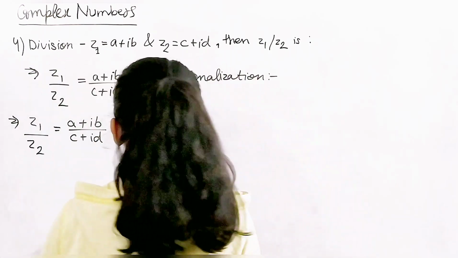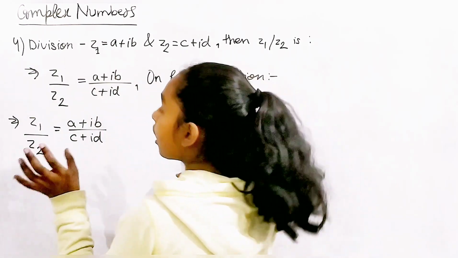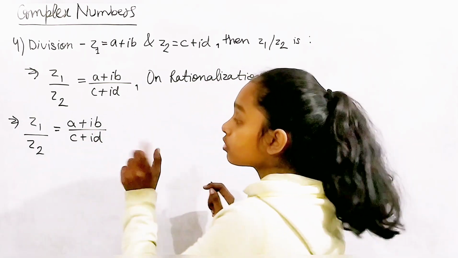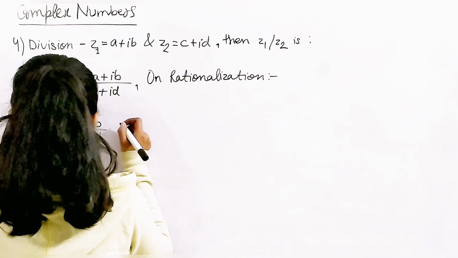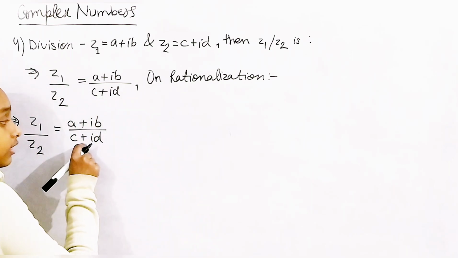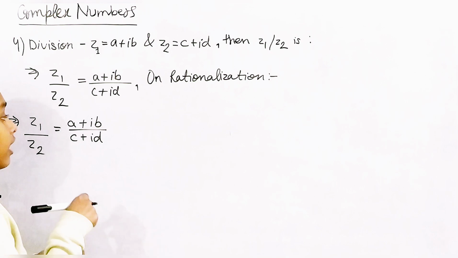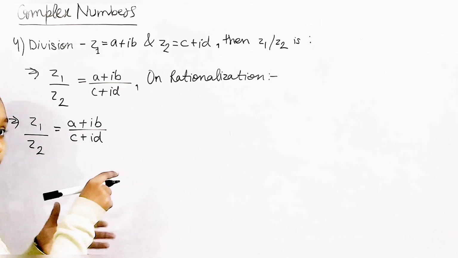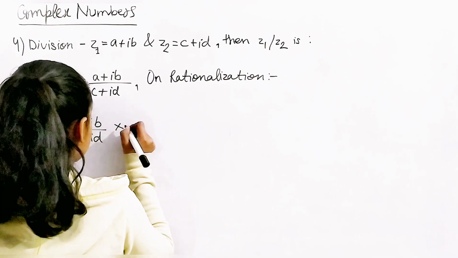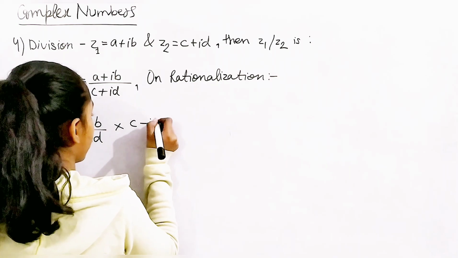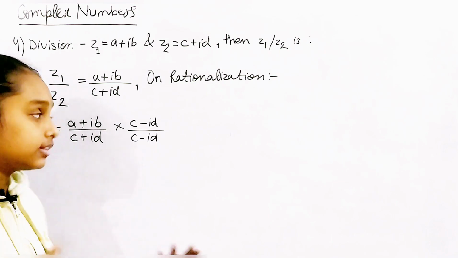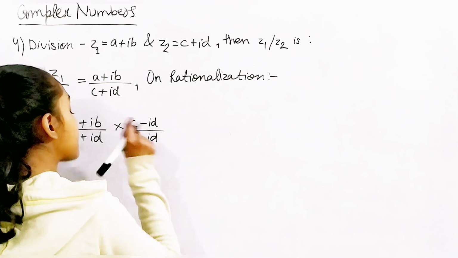First of all, on rationalization, what's our denominator? c plus iota d, right? After conjugating it, what will we get? We'll get c minus iota d, right? We change the sign between these two middle terms, the real part and the imaginary part given to us. So we multiply by c minus iota d upon c minus iota d. That's what we do in rationalization, right? So c minus iota d by c minus iota d.